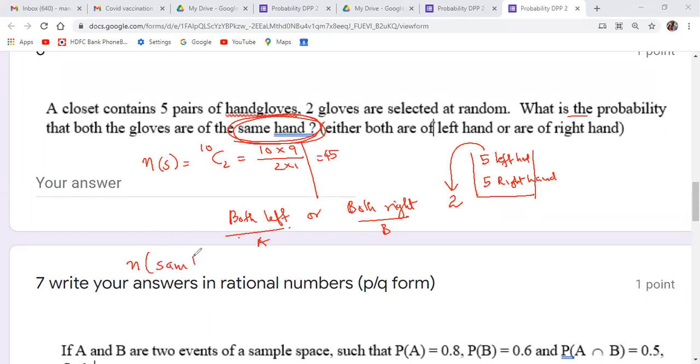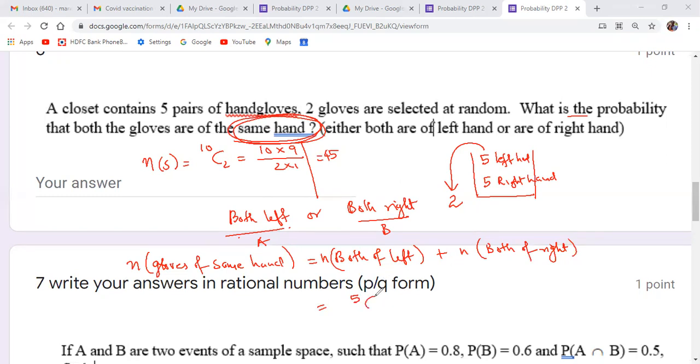Number of ways of getting gloves of the same hand: one possibility is both of left or both of right. Why is there no A intersection B here? Because there is nothing common. You cannot have one glove in both. Left hand gloves and right hand gloves together is not there. We assume that is not there.